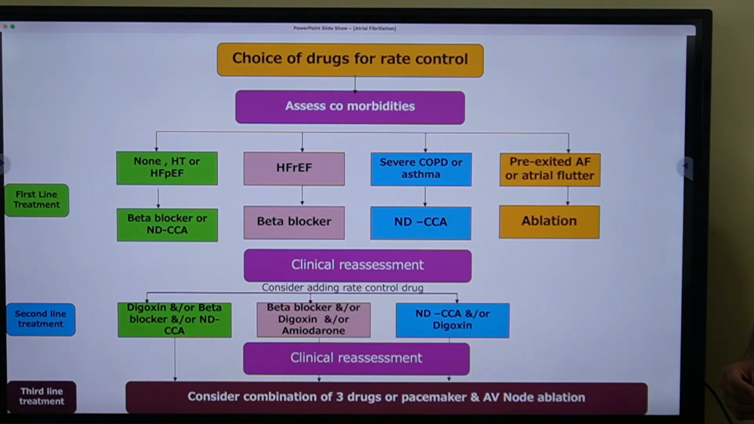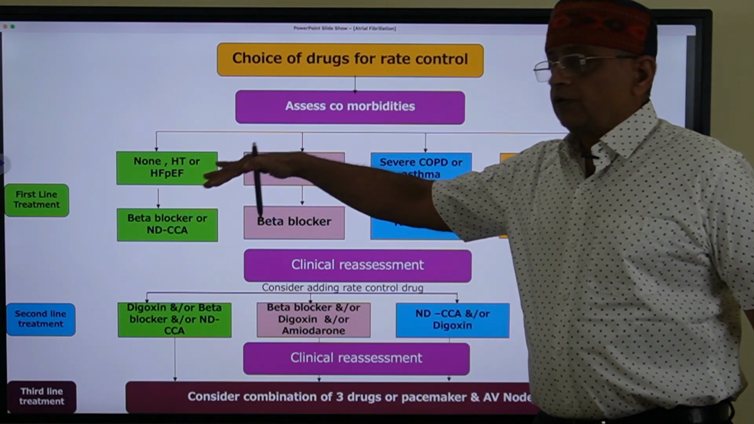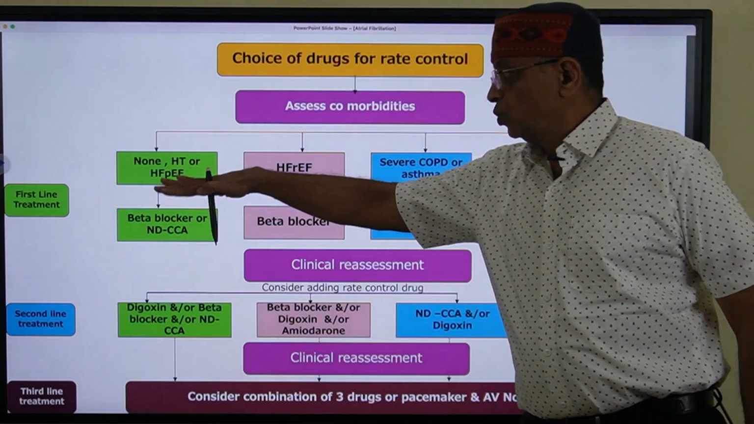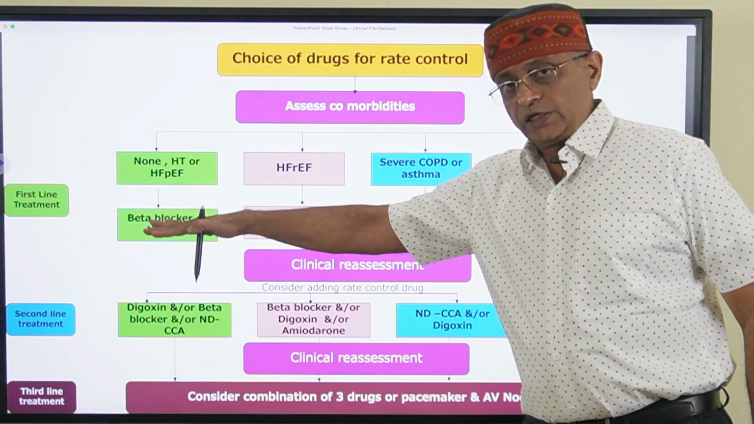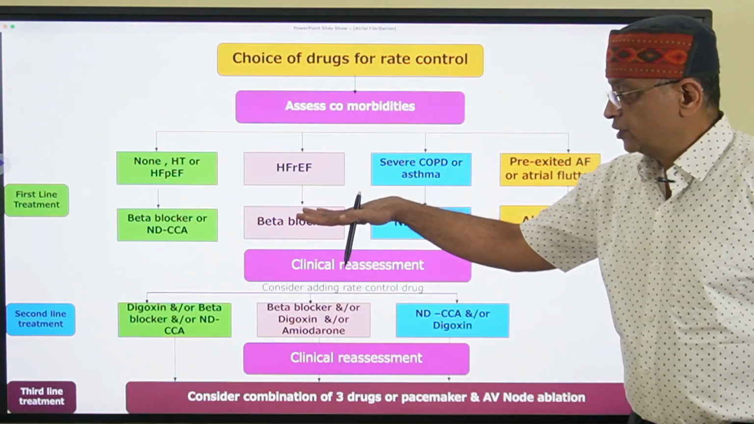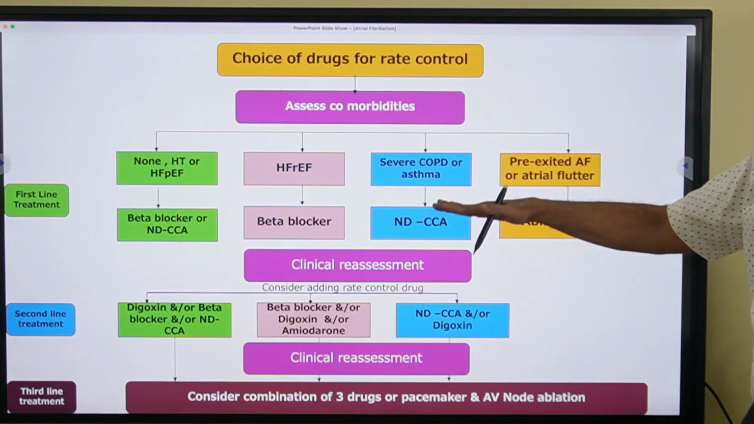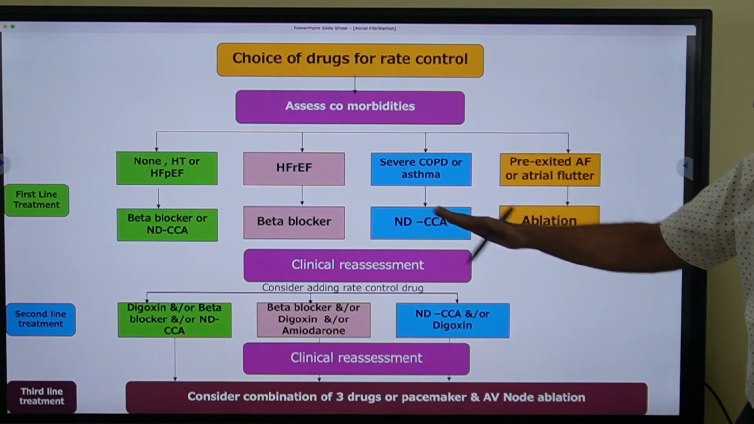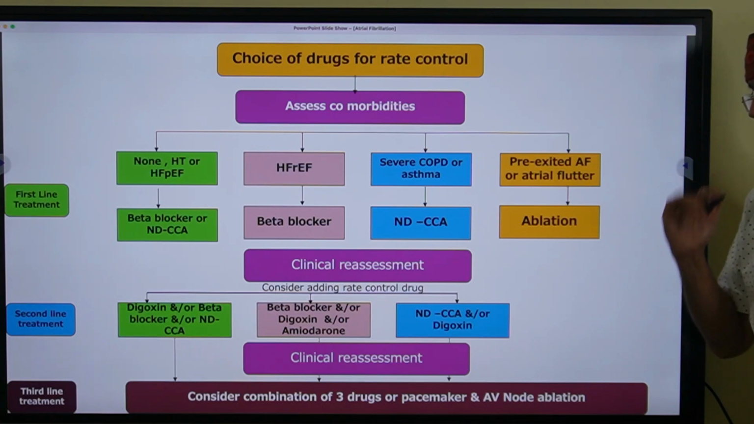So what are the choices of drugs for rate control? First assess the comorbidities. If there are no comorbidities, no hypertension, no heart failure, you can start with beta blockers or calcium channel blockers. If the patient has heart failure with reduced ejection fraction, start with a beta blocker. If the patient has asthma or COPD, start with a non-dihydropyridine calcium channel blocker, that is diltiazem or verapamil. If the patient has pre-excitation in addition to AF, then ablation.